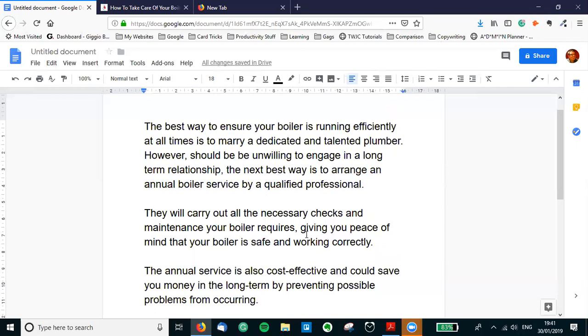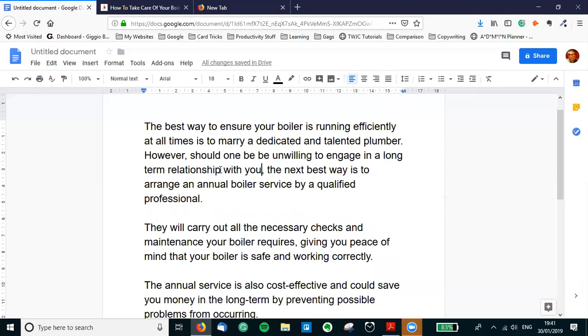So we just added in the fact, so the best way to ensure your boiler is running efficiently at all times is to marry a dedicated and talented plumber. However, should one be unwilling to engage in a long-term relationship with you, this is why you have to read through them to get the flow of them. If you just write it, you don't really get the impact of how the reader's going to read it in their head, because we all read things in a voice. However, should one be unwilling to engage in a long-term relationship with you, the next best way is to arrange an annual boiler service by a qualified professional.